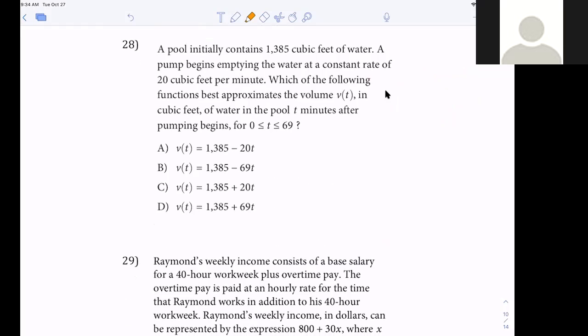Now, a pump begins emptying the water out at a constant rate of 20. Rate is a what? Slope. Thank you. Everybody needs to write that down. Rate is a slope. So we're emptying it out. So is that plus or minus? Minus. So which ones can I cross out? C and D. Now I'm emptying out how many? 20 every what? So that is the slope, which is what?